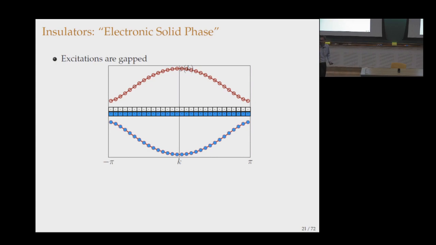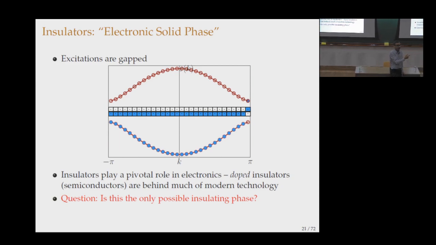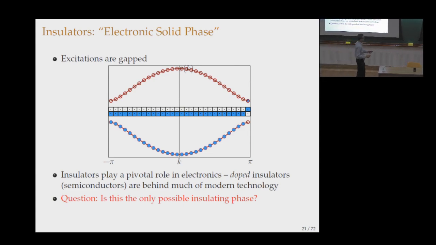Okay, so this is the idea. Now the question that comes up is: is this the only possible solid or insulating phase of electrons? I hope in the next 5 or 10 minutes to convince you that there are other insulating phases which are different from the one I showed you, but cannot be distinguished by symmetry. That's what I want to show you: there are distinct phases which are not distinguished by symmetry.